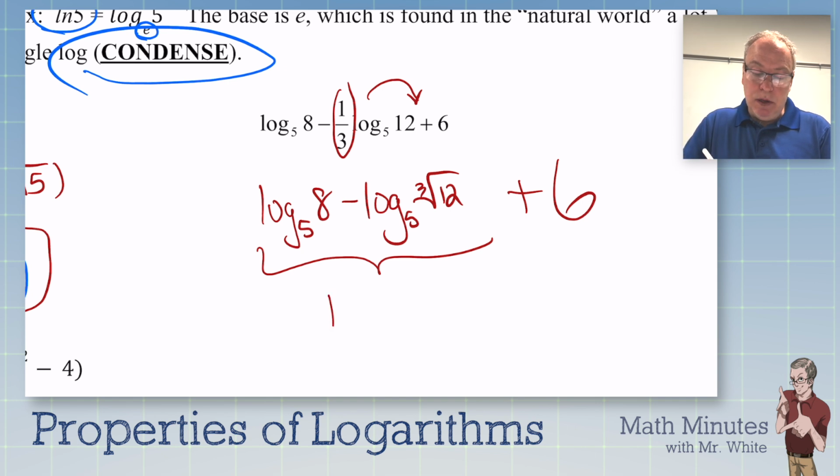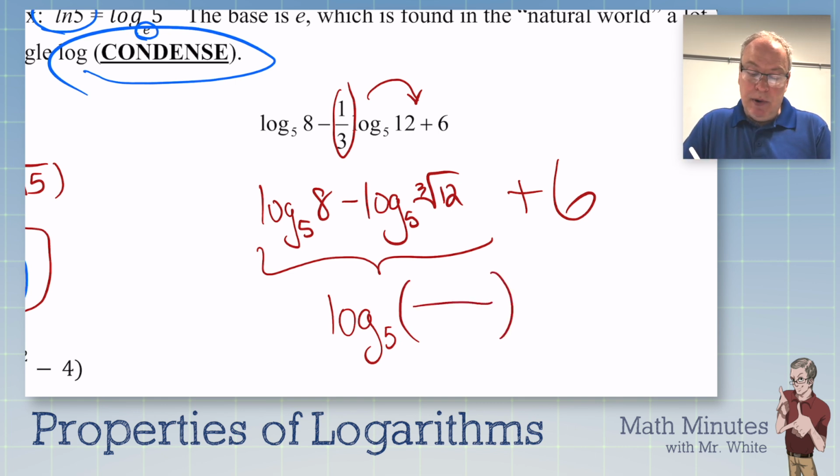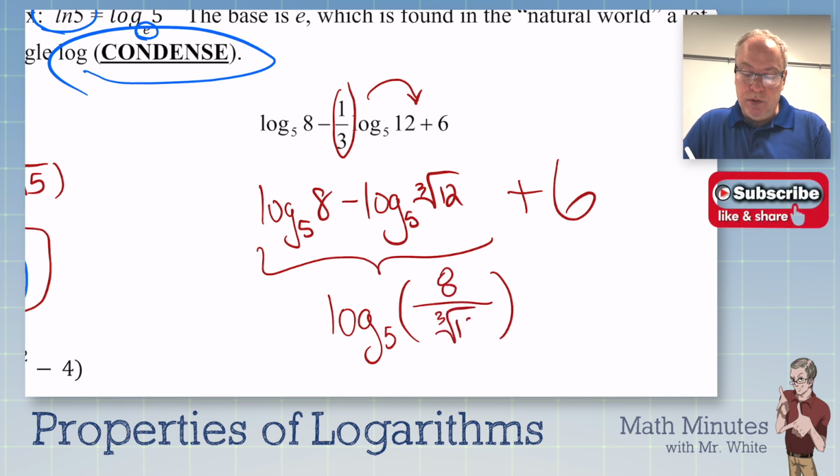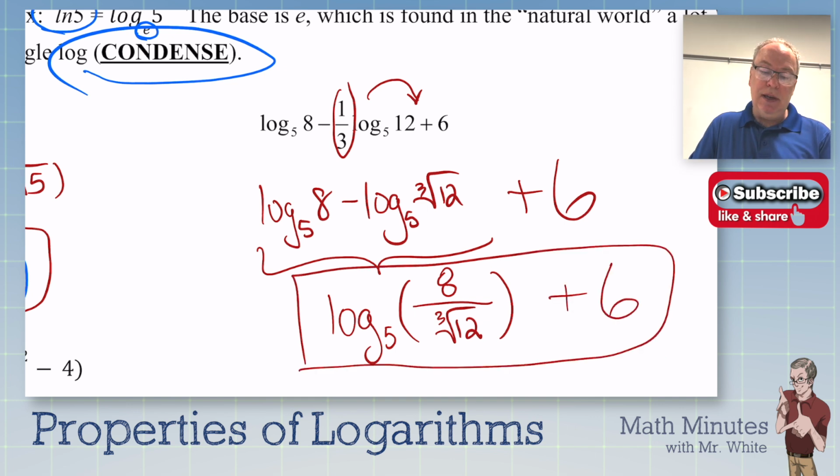So let's just write log base 5 of, do we have a negative? Yes, we do. So that's going to mean a fraction. And we have 8 on the top. We have the third root of 12 at the bottom. And then after all that is said and done, we would add 6. So this is how I would condense it.